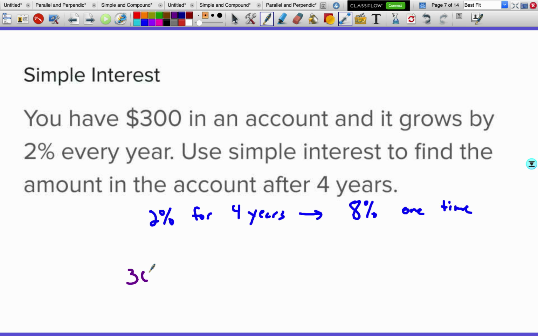Now, how do I increase my $300 by 8%? Well, we just covered that. We multiply by 1.08. Get a total of 300 times 1.08 is 324. So we gained a little bit of money.